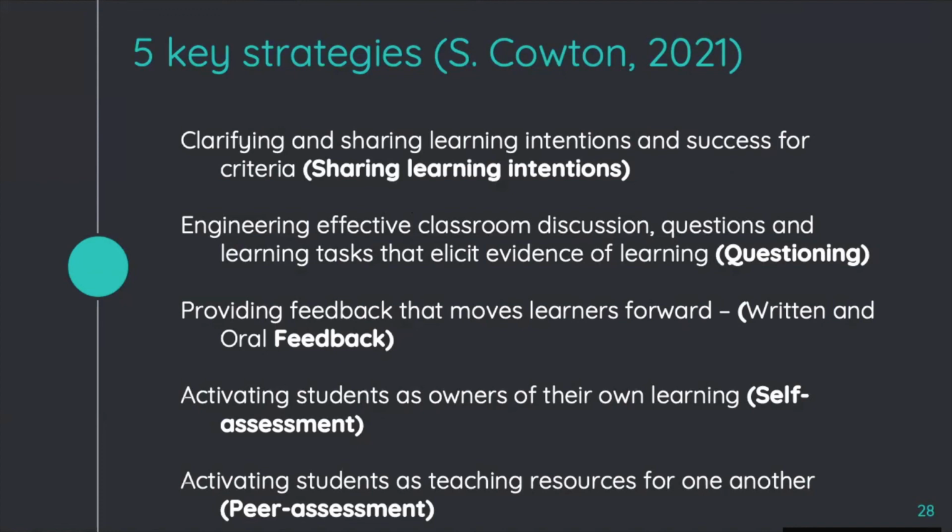The second key strategy is questioning, right? You would, as he mentioned, engineer effective classroom discussion, questions and learning tasks that elicit evidence of learning. So you need to question the learning process, the teaching process, and you need to see progress. If there is no certain progress taking place in class, there is no learning. So you need to question yourself and start all over again. Then again, providing feedback that moves learners forward, written and oral feedback.